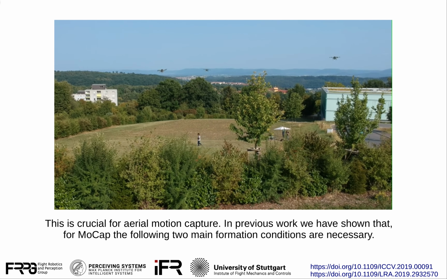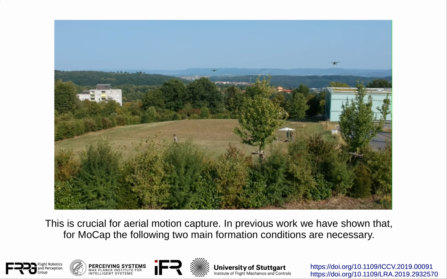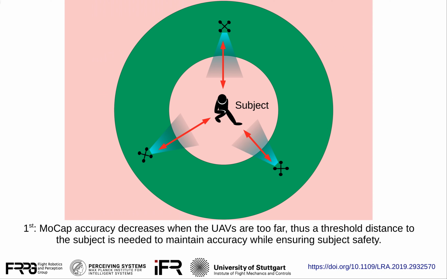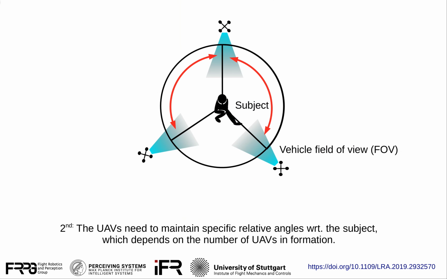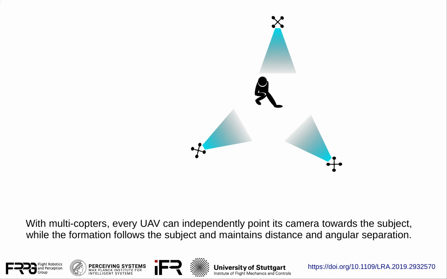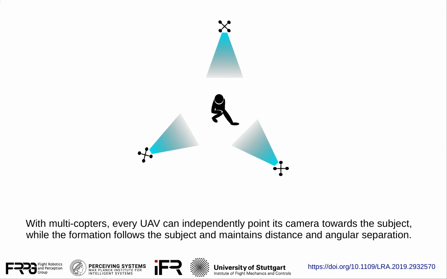In previous work we have shown that for mocap the following two main formation conditions are necessary. First, mocap accuracy decreases when the UAVs are too far, thus a threshold distance to the subject is needed to maintain accuracy while ensuring subject safety. Second, the UAVs need to maintain specific relative angles with respect to the subject, which depends on the number of UAVs in formation. With multicopters, every UAV can independently point its camera towards the subject, while the formation follows the subject and maintains distance and angular separation.